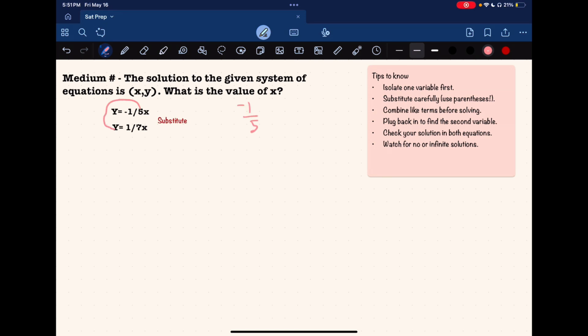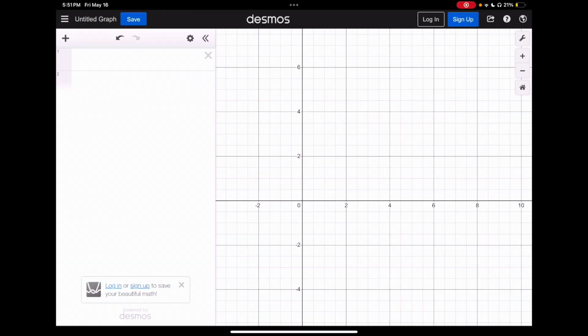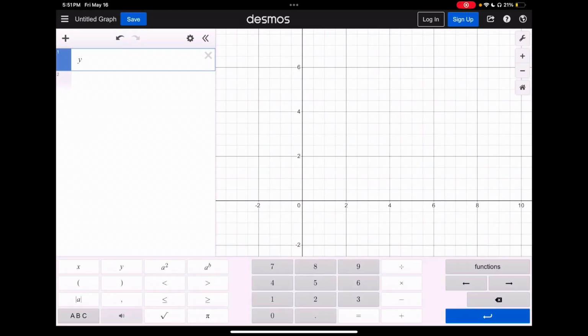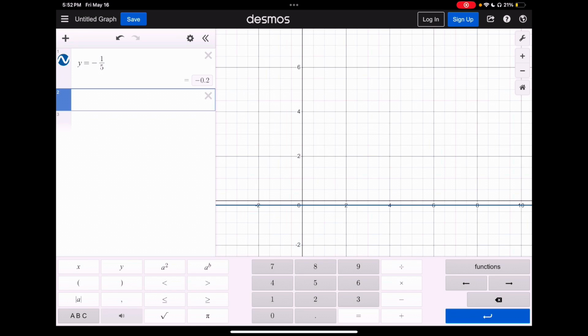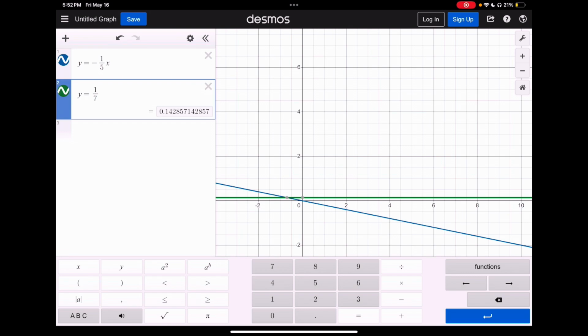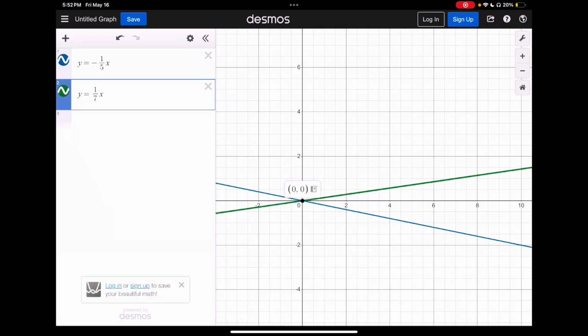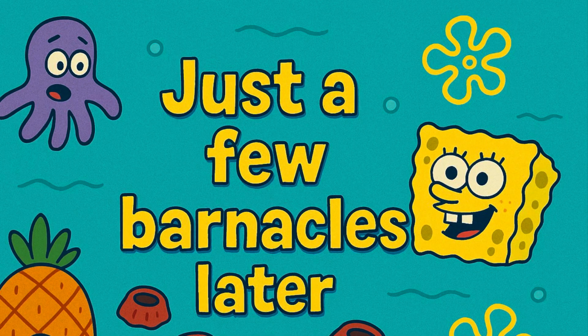Negative 1/5 x equals 1/7 x. So we're going to do plus 1/5 on both sides, which should give us 0 equals 212 over 35x. And then if we multiply that, it's just going to give us x. And then we're going to do it in decimals. And then we can find and see that it is 0. So it works both ways.